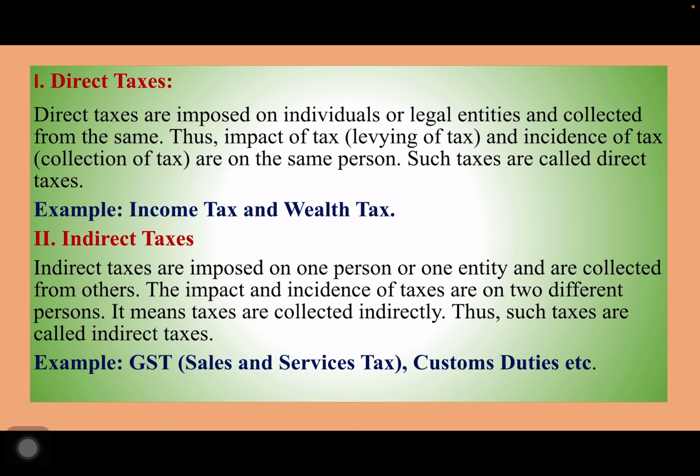And indirect taxes are imposed on one person or one entity or one business organization and are collected from others. The impact and incidence of taxes are on two different persons. It means taxes are collected indirectly. Such taxes are called indirect taxes. Here I will give an example. Direct tax means directly on our income they collect tax, that is directly from us. Indirect means when we buy a product, say for example soap or notebook, it contains the tax which is imposed on the manufacturer, that is indirect tax.